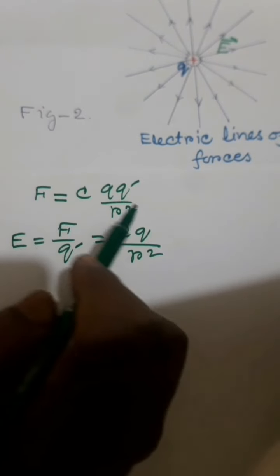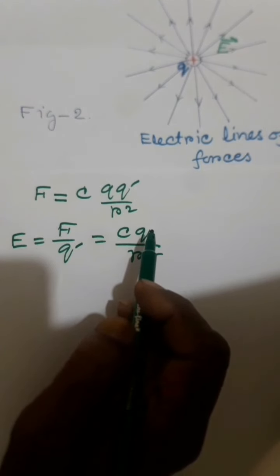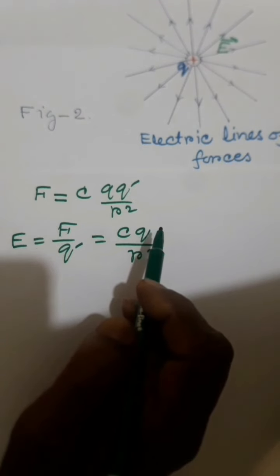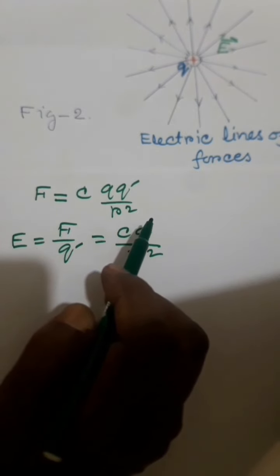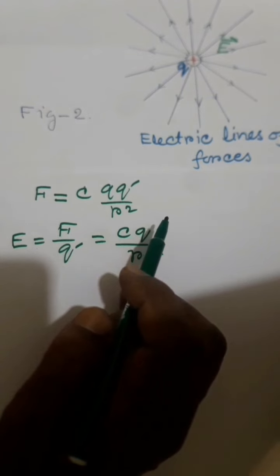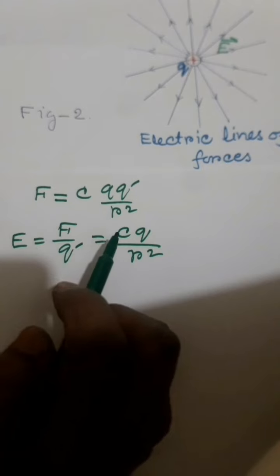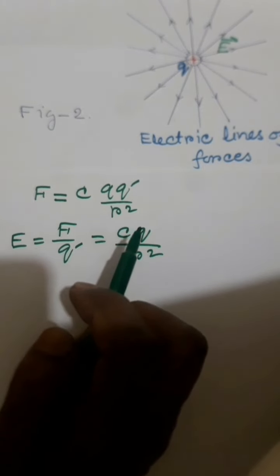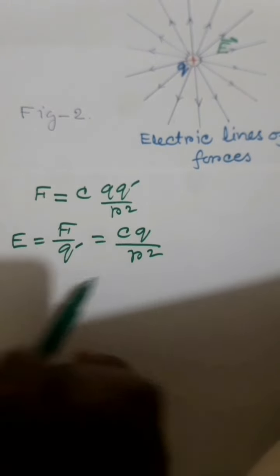The surface density of electric lines of forces is the number of electric lines of forces emerging normally from a unit surface area. It is called electric flux density. The total electric lines of forces emerging normally from a surface is called electric flux phi E of the surface.